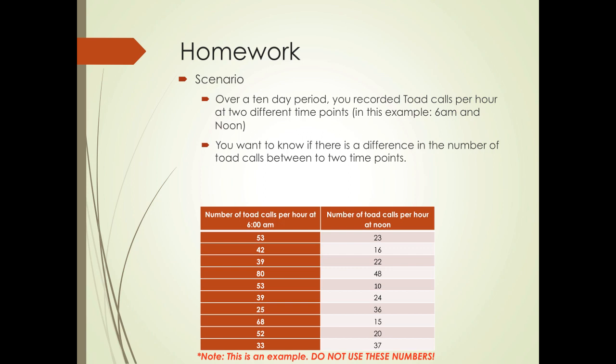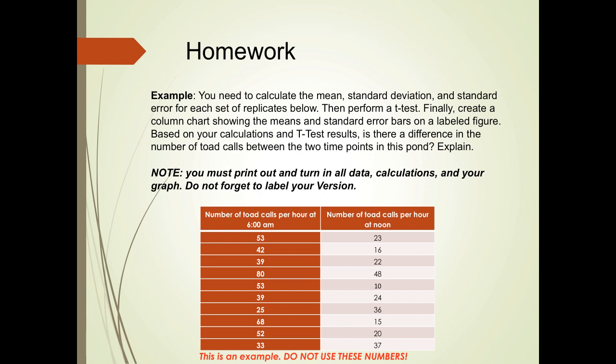When you open your homework version, you should see something similar to the below data in an Excel document. Over a 10-day period, you recorded toad calls per hour at 2 different time points. In this example, 6 a.m. and noon. You want to know if there's a statistical difference in the number of toad calls between the 2 time points. You need to calculate the mean, standard deviation, and standard error for each of the replicates below. Then perform a t-test. Finally, create a column chart showing the mean and standard error bars on a labeled figure.